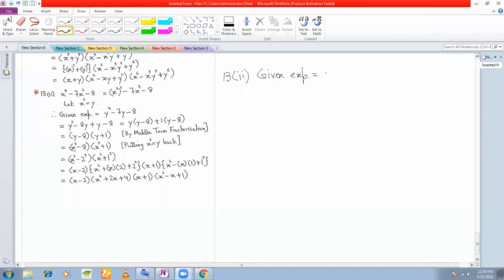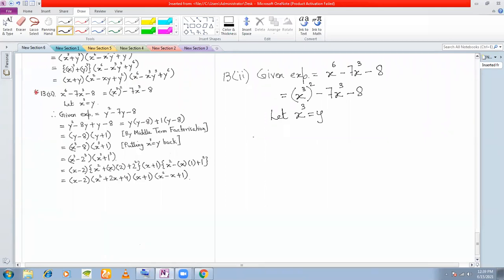You have to factorize x to the power of 6 minus 7x cubed minus 8. What you must notice here is x to the power of 6 is nothing but the square of a cube. It is a square of x cube, right? Now, once you notice this, we can put x cube is equal to y.